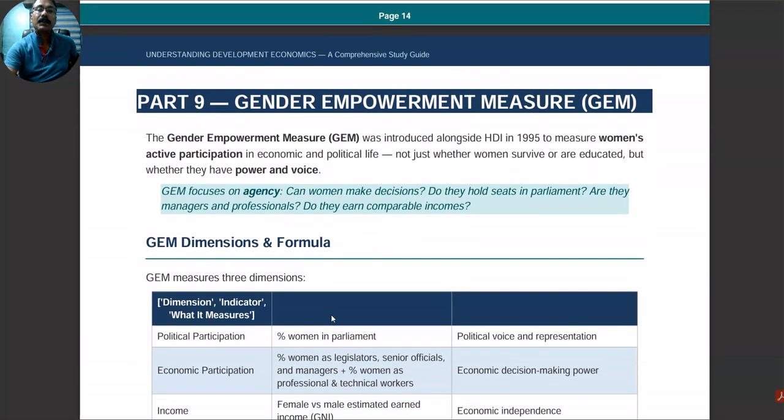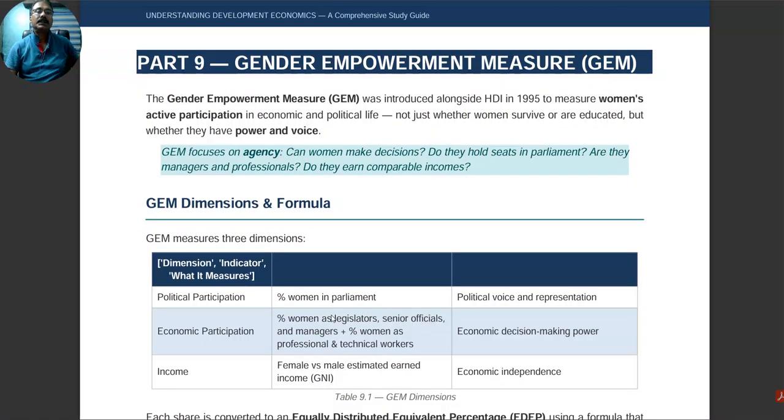Now the Gender Empowerment Measure, that is GEM. The Gender Empowerment Measure was introduced alongside HDI in 1995 to measure women's active participation in economic and political life, not just whether women survive or are educated, but whether they have power and voice. So GEM focuses on agency. Can women make decisions?